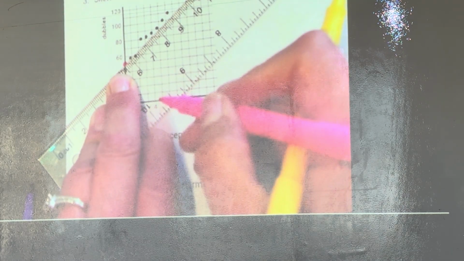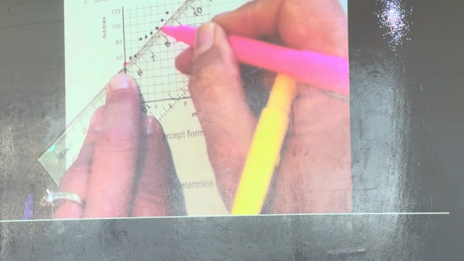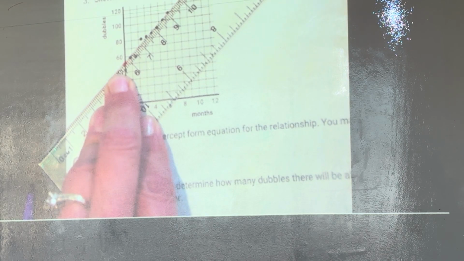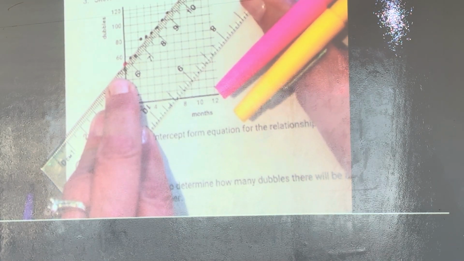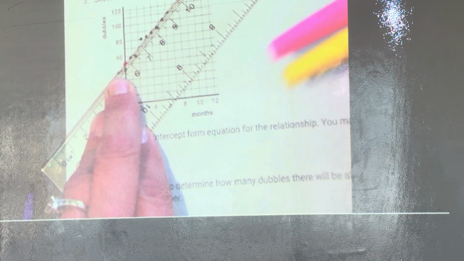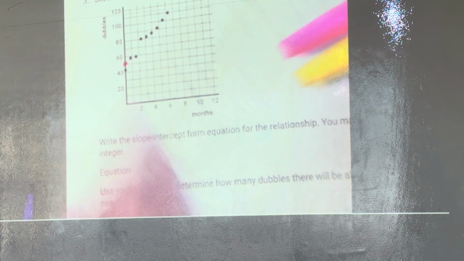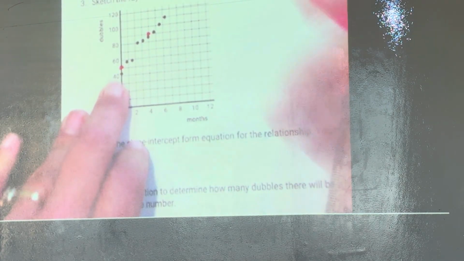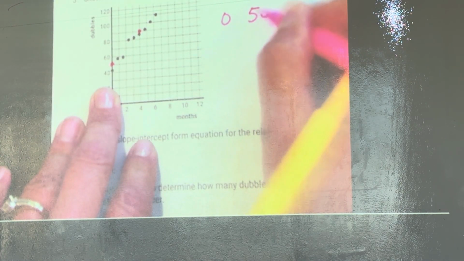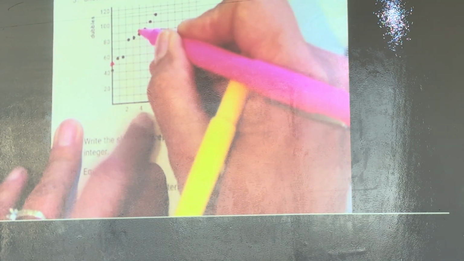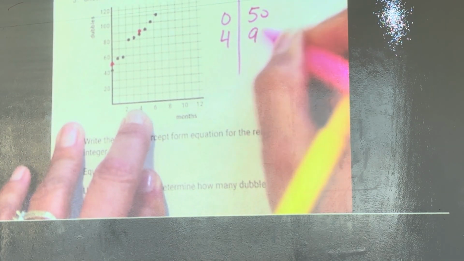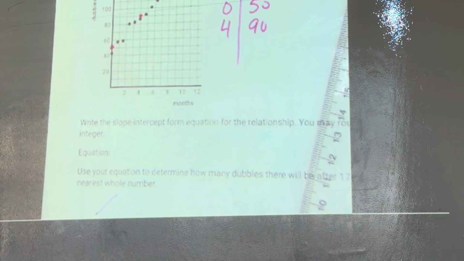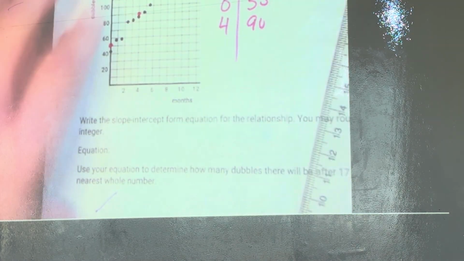Higher. So I was looking at 5 and 90. So how about 4 and 90? Is that kind of more in between? Yeah. I kind of like 4 and 90. What do y'all think? Yeah. Okay. So 4 and 90. So I have 0 and 50 and 4 and 90. So making a table, especially if you're estimating at all, is helpful to find your slope.